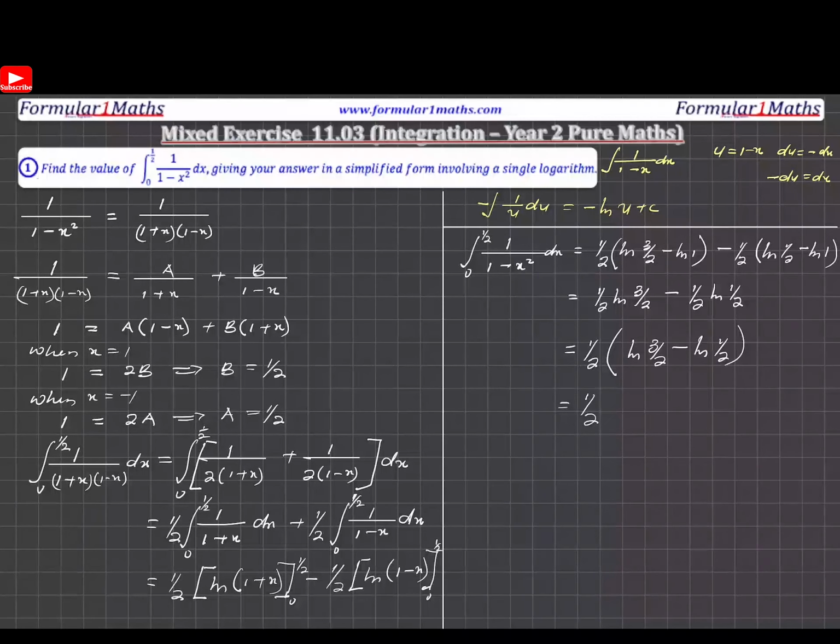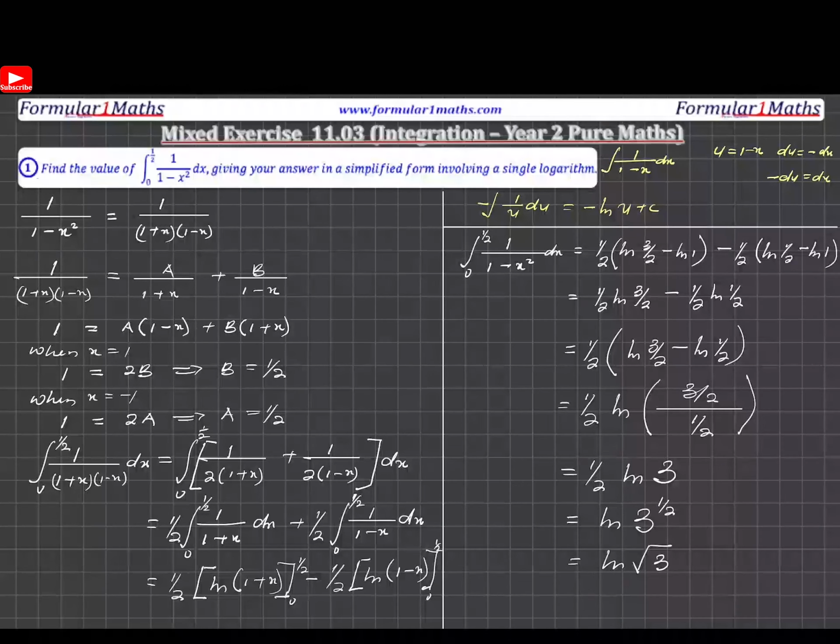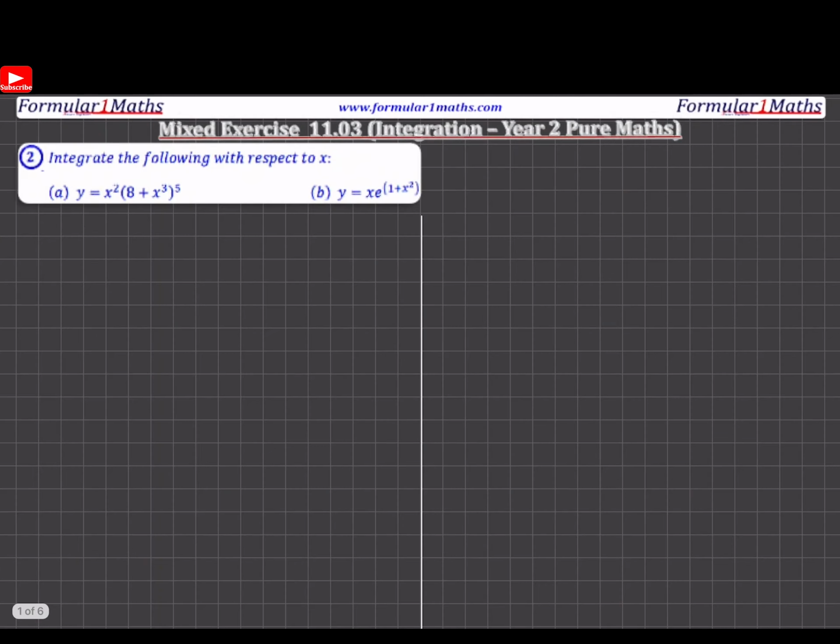And using the laws of logs here, I can have a half ln brackets 3 over 2 divided by half. But this fraction here will reduce to 3. And so it means I have half ln 3. This can be written as, using the laws of logs, ln 3 to the power half. And this is ln square root of 3. And this is the final answer required.